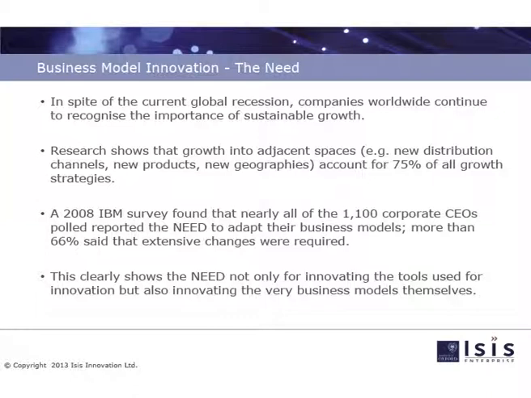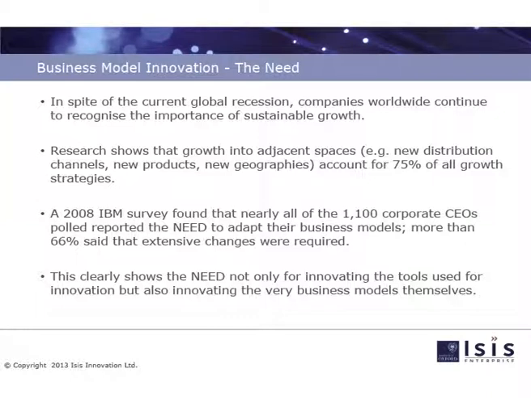Okay, so in spite of the current global recession, companies worldwide continue to recognize the importance of sustainable growth, right? And research shows that growth into adjacent spaces, right? New distribution channels, new products, new countries, account for 75% of all growth strategies that companies use at the moment. Okay? So that means they're looking for new things to work on. Because if you keep working on the core things, the competition arises and you can't survive there anymore. So you have to move on to new things in order for the company to survive.